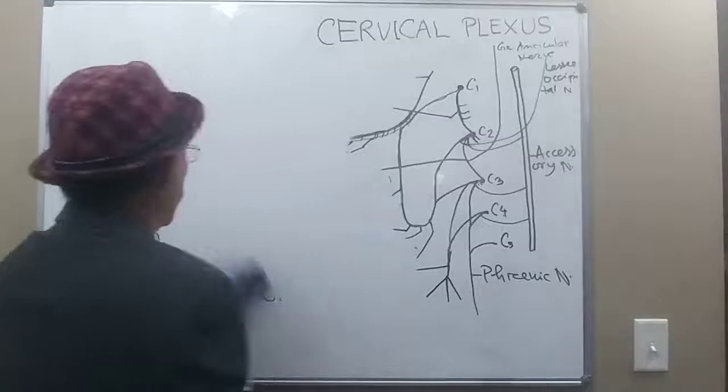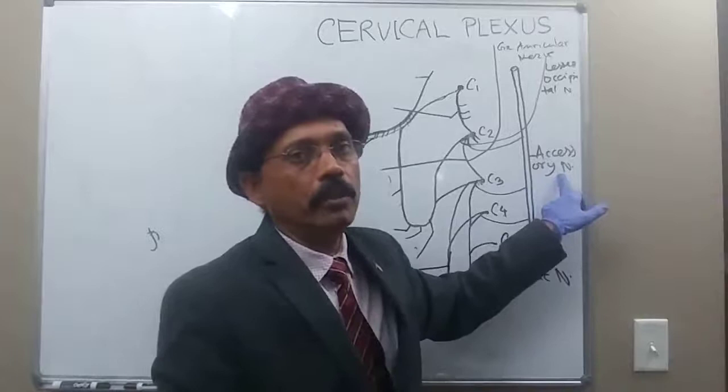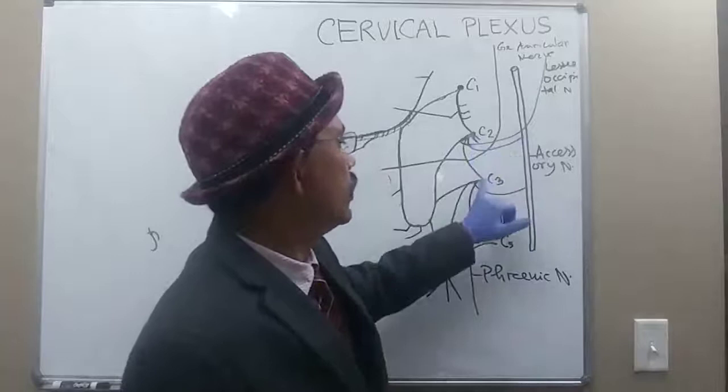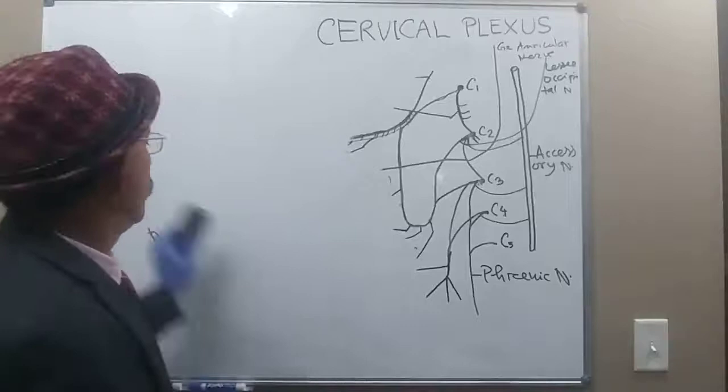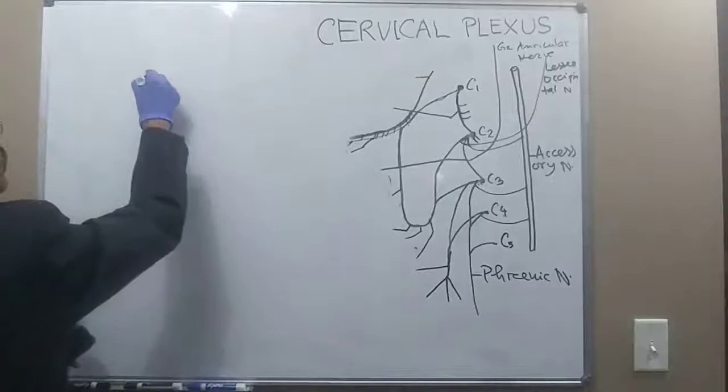Now, the accessory nerve gets contribution from C2, C3, C4. The accessory nerve is a motor nerve to the trapezius and sternocleidomastoid muscle. It also has a sensory component for proprioception, from C2, C3, C4, the proprioception or position sense function. Now we'll go to some of the clinical notes.